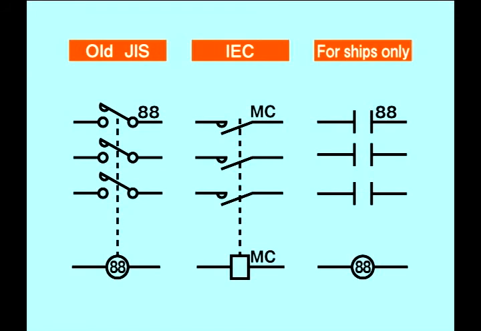The figure 88 is the control device number for the MC. For MCs used on ships, circuit diagrams are just as likely to be rendered in old JIS as in IEC. The relay may appear to be a capacitor at first glance, but the difference between the relay and the capacitor can be determined easily. Just look for the number 88.